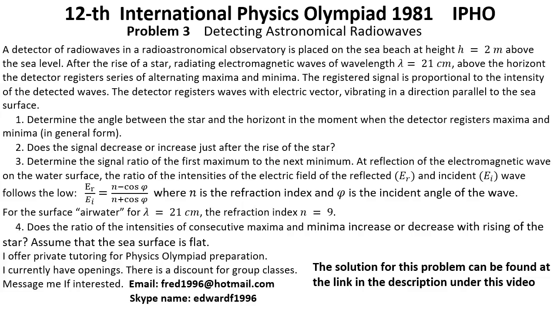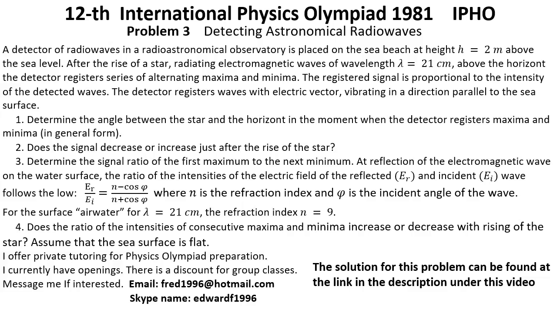1981 IPHO. Problem number 3. Detecting astronomical radio waves. A detector of radio waves in a radioastronomical observatory is placed on the sea beach at a height h equal 2 meters above the sea level. After the rise of a star, radiating electromagnetic waves of wavelength lambda equal 21 centimeters above the horizon, the detector registers a series of alternating maxima and minima. The registered signal is proportional to the intensity of the detecting waves. The detector registers waves with the electric vector vibrating in a direction parallel to the sea surface.